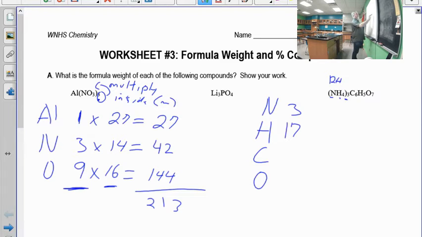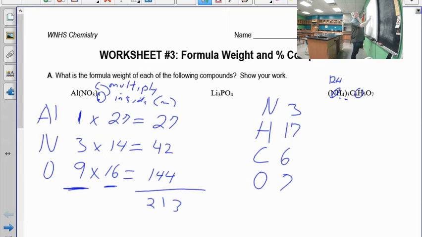Let's look at our carbons. There's a 6 right after the carbon, which tells you there are 6 of them. We've already done the H. And finally, we have 7 oxygens. Be careful if an element appears twice like we do here, an H in the first ion, the positive ion, and an H in the negative ion.